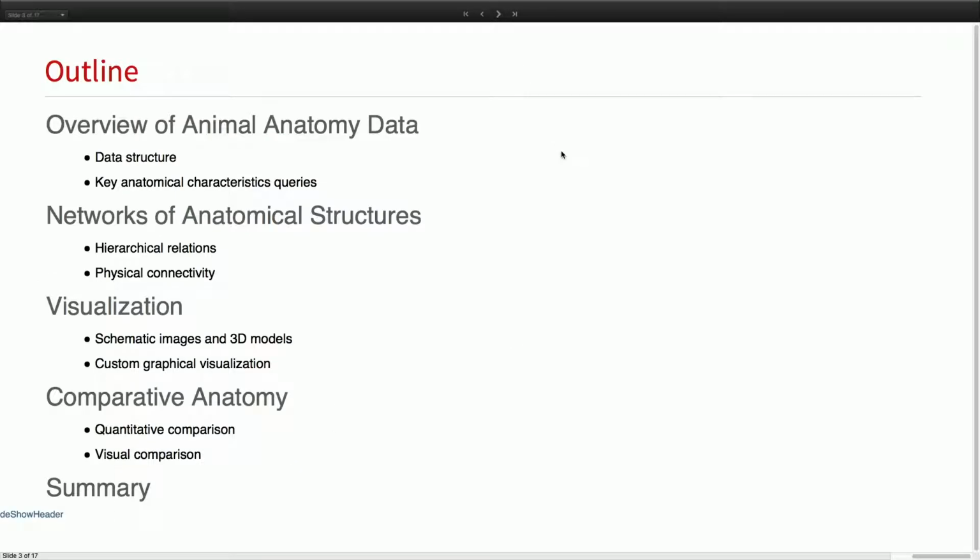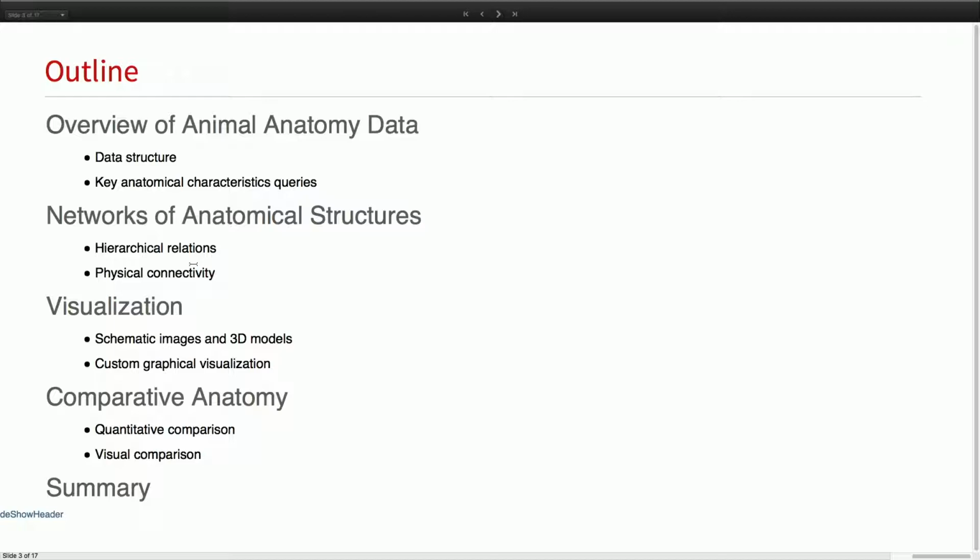So this is the brief outline of today's talk. First, I'm introducing the overview of the data structure. And we can access varieties of properties of animal anatomical structures. And we are looking at some key characteristic queries that use those properties. And some notable features of anatomical structures are their hierarchical relations and physical connectivities. And we are looking at networks of those relations.